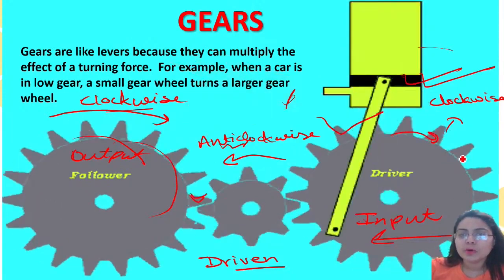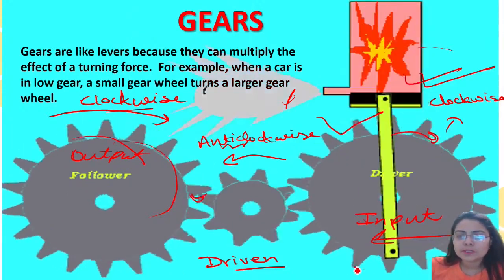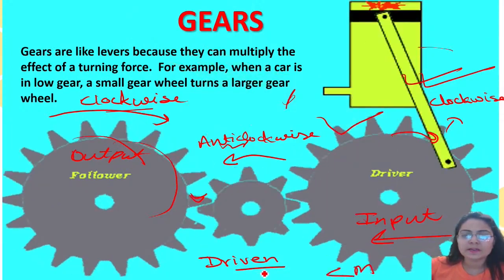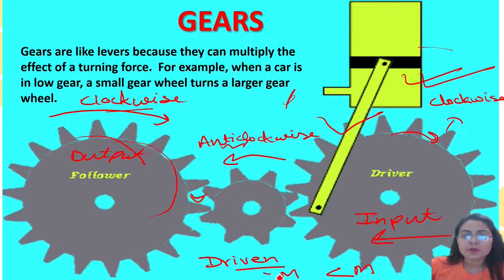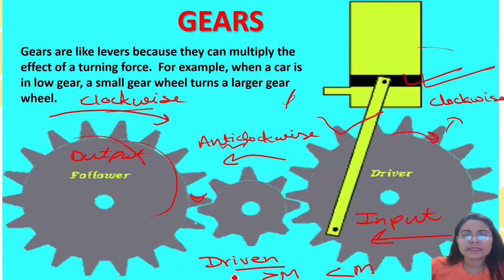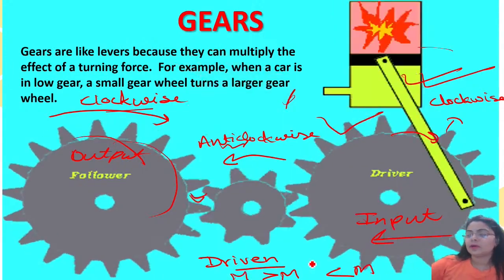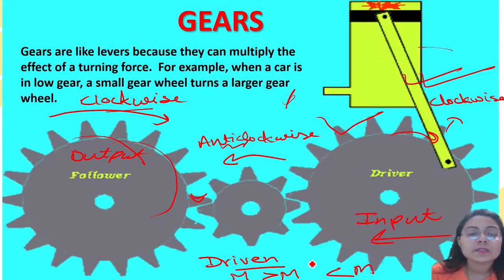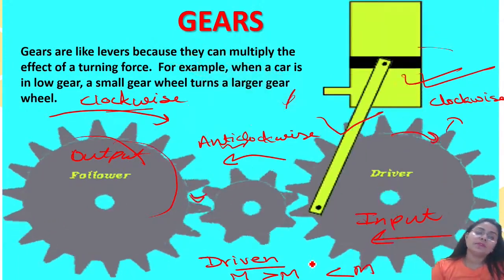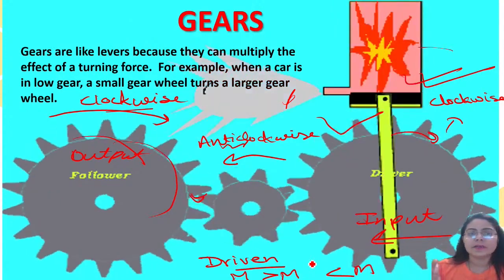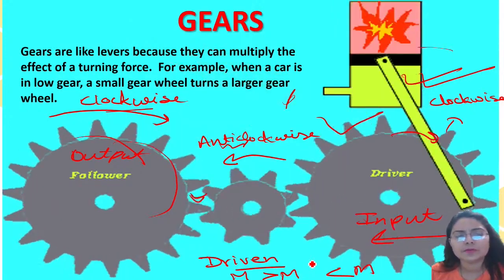So what will be the moment at this place? Moment of the driver is always greater than the moment of the driven wheel, and of course the driven wheel moment will be less than the moment of the follower. So this moment can vary according to the size of the driven wheel, because force is the same, as we know in any kind of motion.